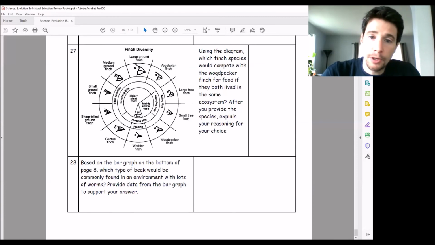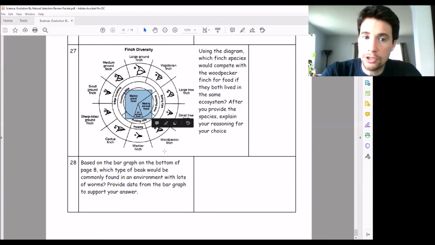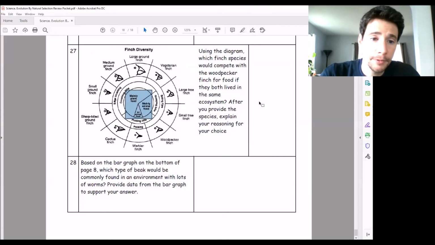So I'm asking you which species would compete with the woodpecker finch, right? So check out the food that the woodpecker finch eats, check it out, and then think about another bird that would also compete with the woodpecker finch given the information in the center of this diagram, okay?